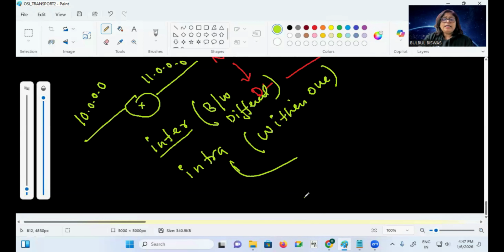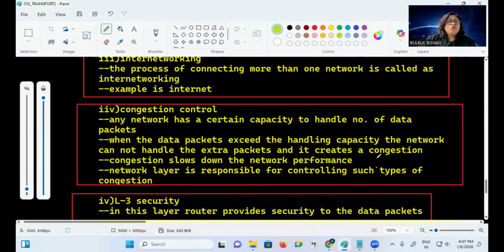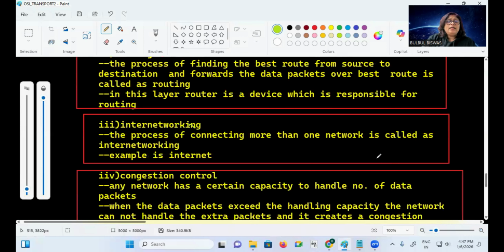What is intra? That is within one. If I want to establish communication between hosts belonging to the same network, we call it intra communication. Am I clear? So this layer is responsible for internetworking. Internetworking is the process of connecting more than one network, that means networks having different network addresses. Is it clear? And what is the example? That is your internet.